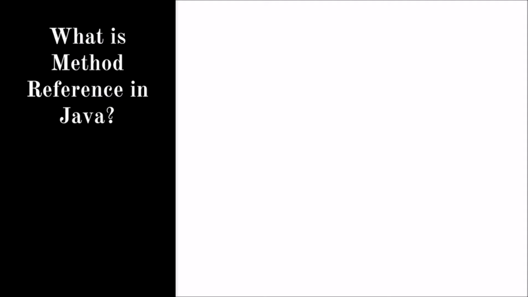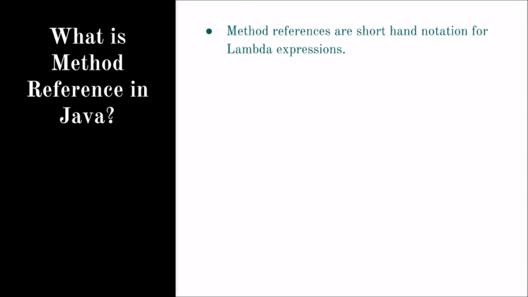So what's a method reference? Method references are shorthand notation for lambda expressions. As you might have seen in my previous tutorial, lambda expressions are a way to express anonymous classes in a very short notation, right? So method references are further shortening of lambda expressions in a particular scenario. We will discuss what that scenario is, when you can use method references to replace lambda expressions.